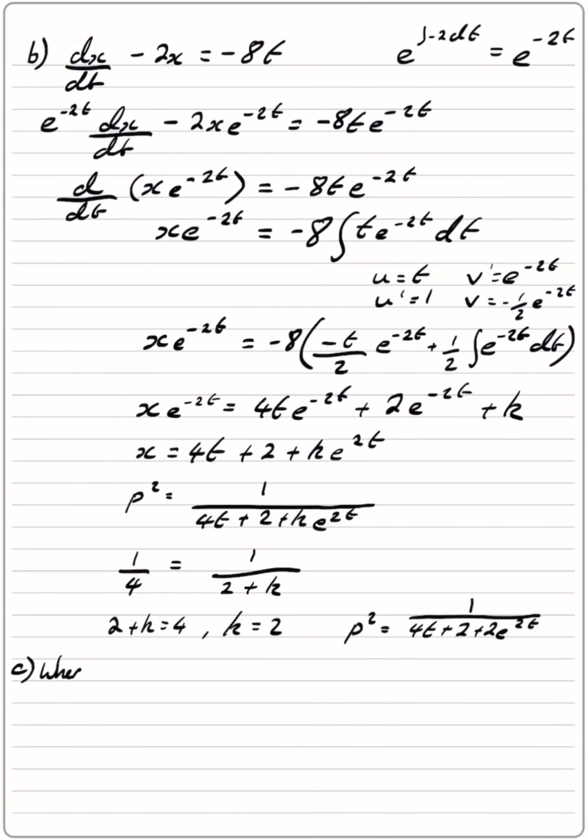Part C, well, to test our model, we'll plug in 3 and see what we get out. And I'll plug 3 into our equation, and I'm going to square root it as well. So p will be equal to the square root of 1 over, and then 12 plus 2 is 14 plus 2 e to the 6.